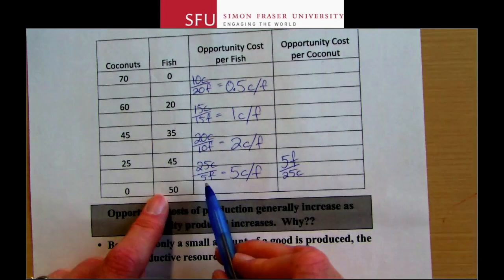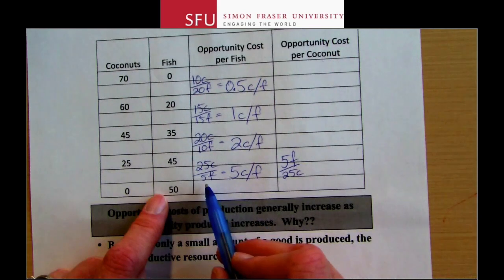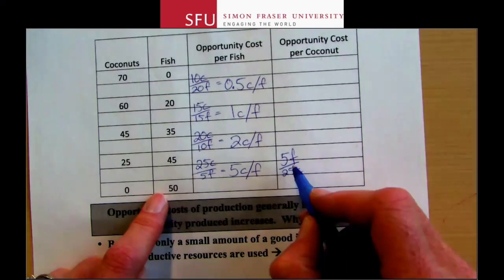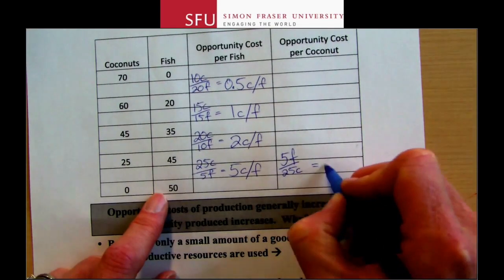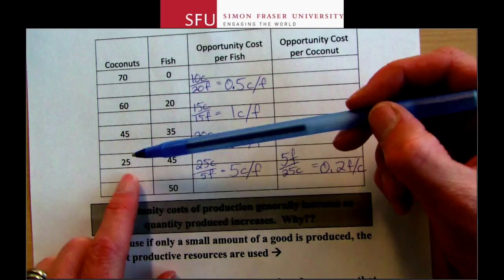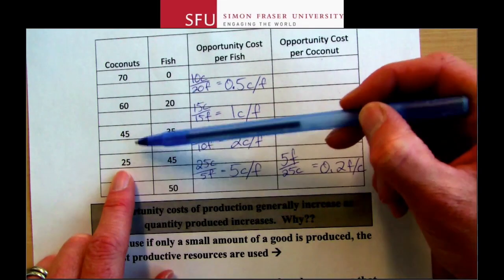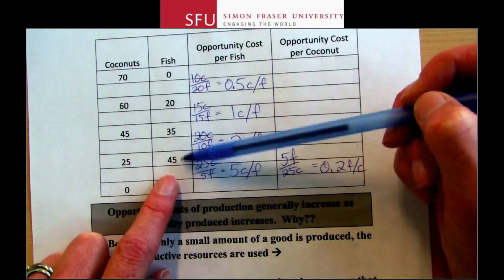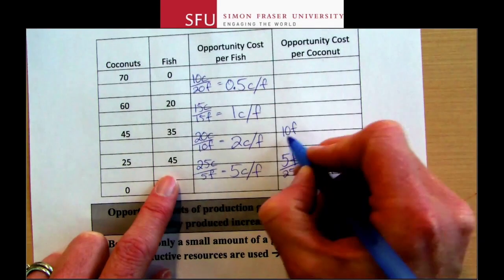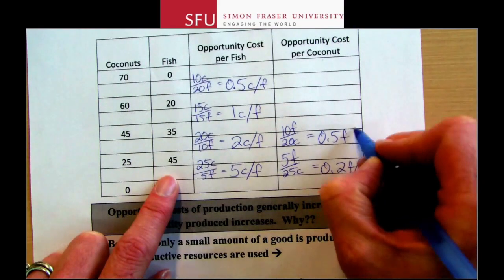Now notice that it is simply the reciprocal of this opportunity cost because we're going the other direction. It's just the reciprocal of this fraction here. Okay, so we can simplify that: 0.2 fish per coconut. Next point, we will get 20 more coconuts, from 25 to 45. We get 20 coconuts, give up 10 fish, 45 to 35. So 10 fish goes on the top, 20 coconuts, so a half a fish per coconut.